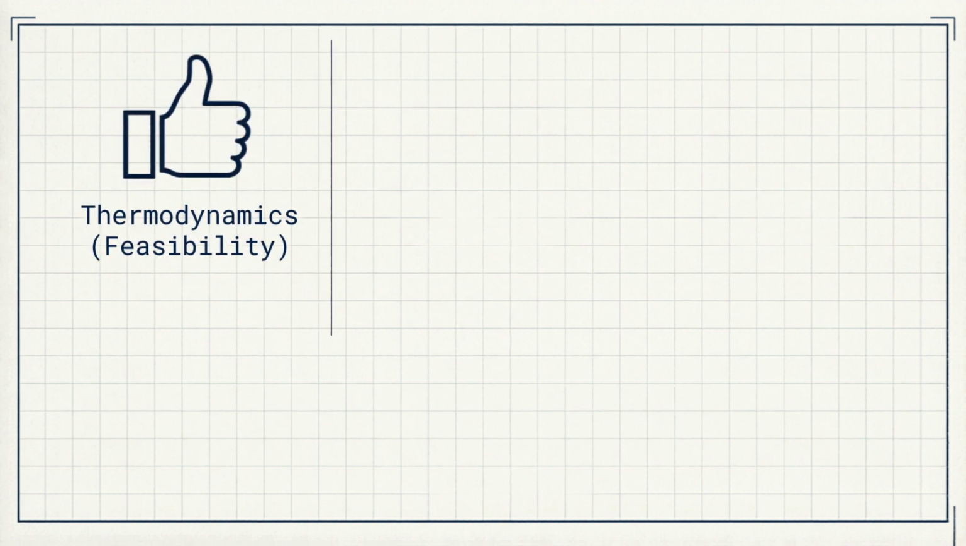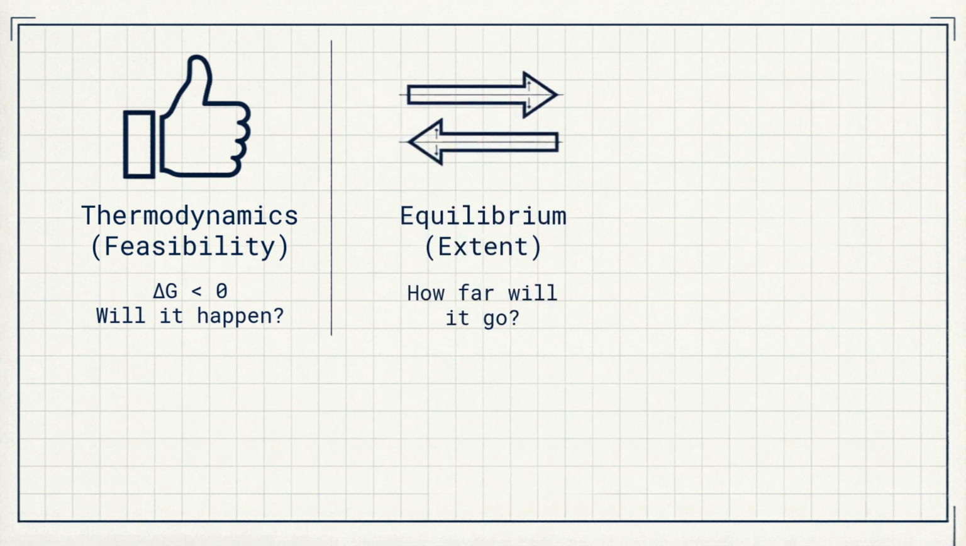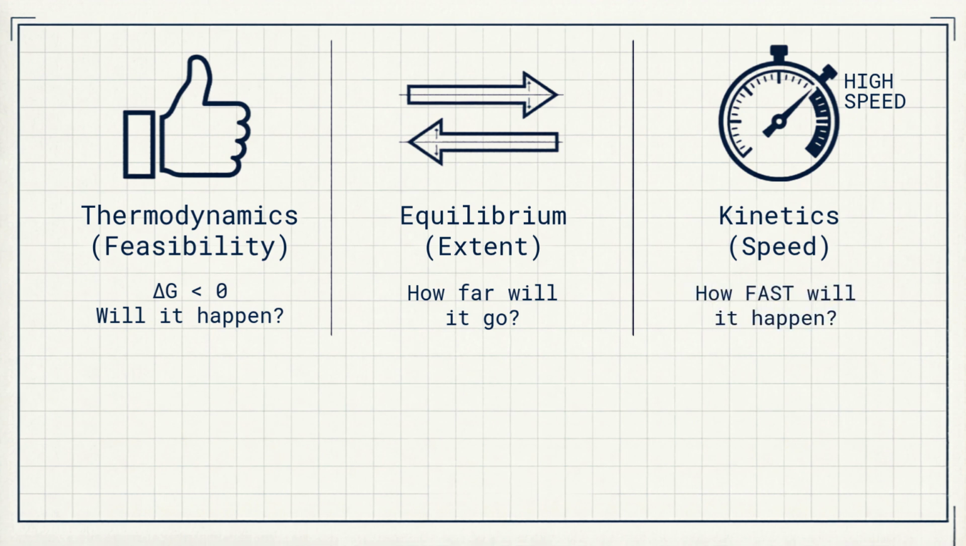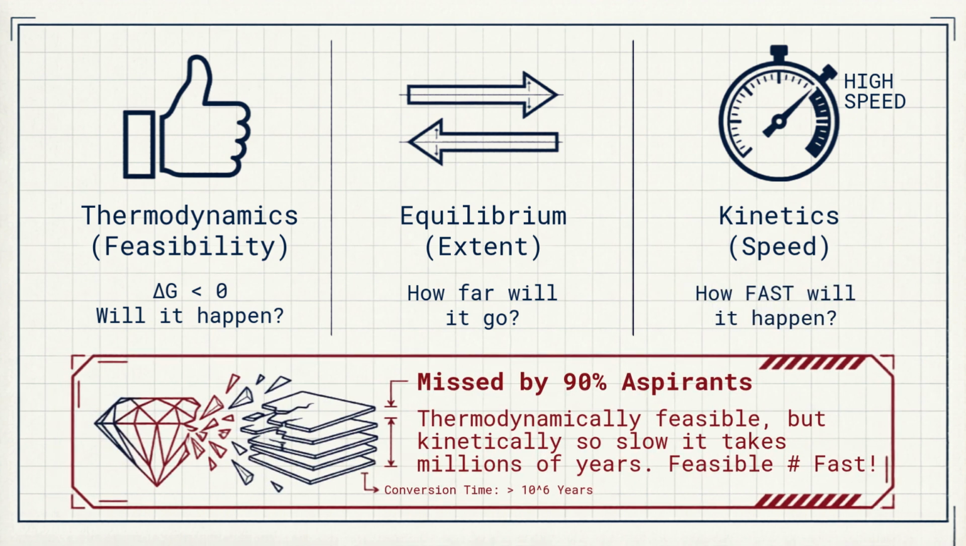Before anything else, separate three ideas that students often blur together. Thermodynamics asks whether a reaction is feasible using delta G less than 0. Equilibrium asks how far the reaction will go. Kinetics asks how fast it will happen. A reaction can be thermodynamically feasible and still be practically useless if it is kinetically too slow. That is the real trap here. Feasible is not the same as fast.